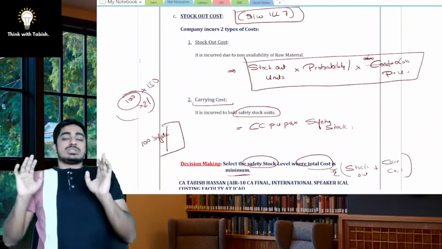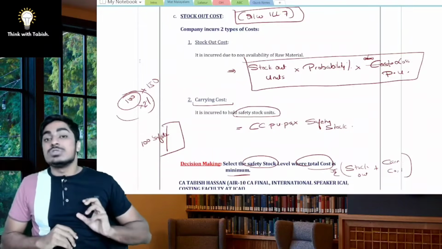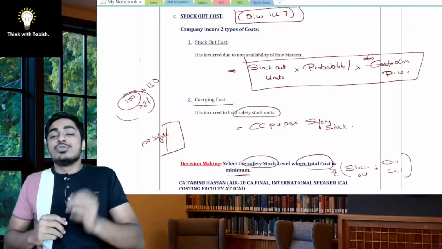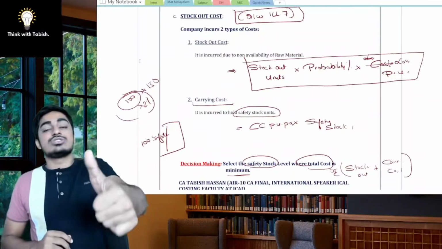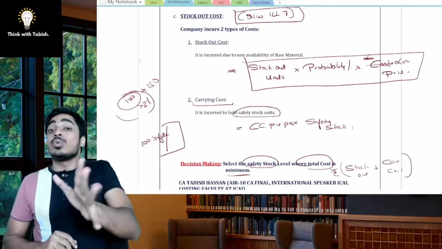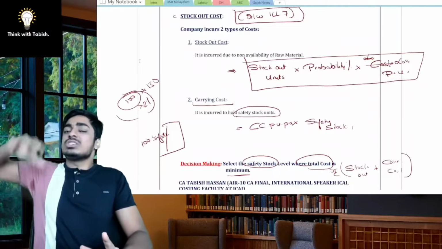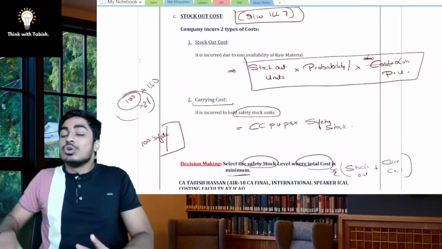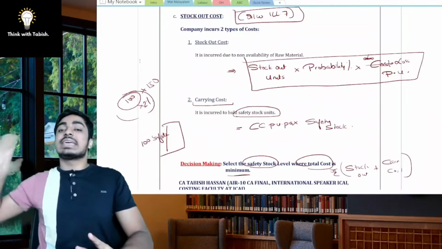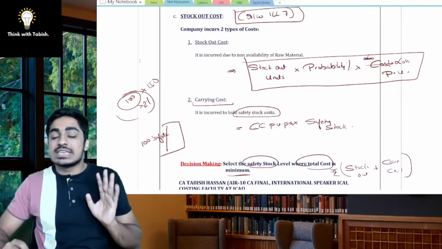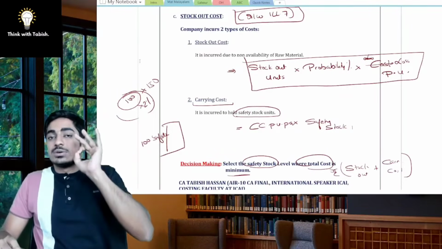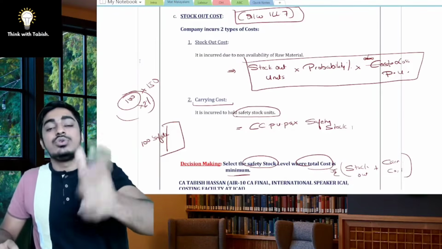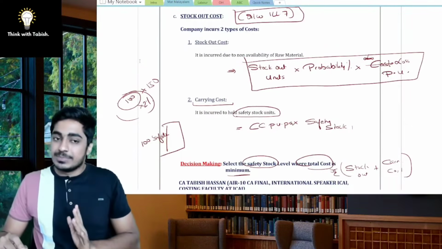Company incurs two costs. Firstly, we don't have goods. Customer comes and asks for goods, we don't have. So we lose the profit. It is called stock out cost. Secondly, we don't want stock out, so we keep so much raw material in stock. To hold them, we have to incur the carrying cost. Second cost is carrying cost. What we should do, we should select that alternative wherein our total cost is minimum.